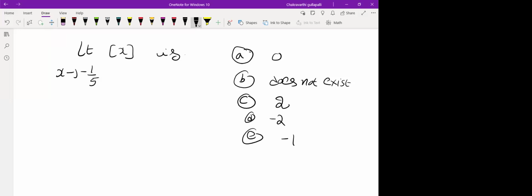It is a non-integer. Limit of step function at non-integer exists. మరి ఏమవుతుంది? So exist or does not exist means shortcut. Exist. Question is, what is the value?